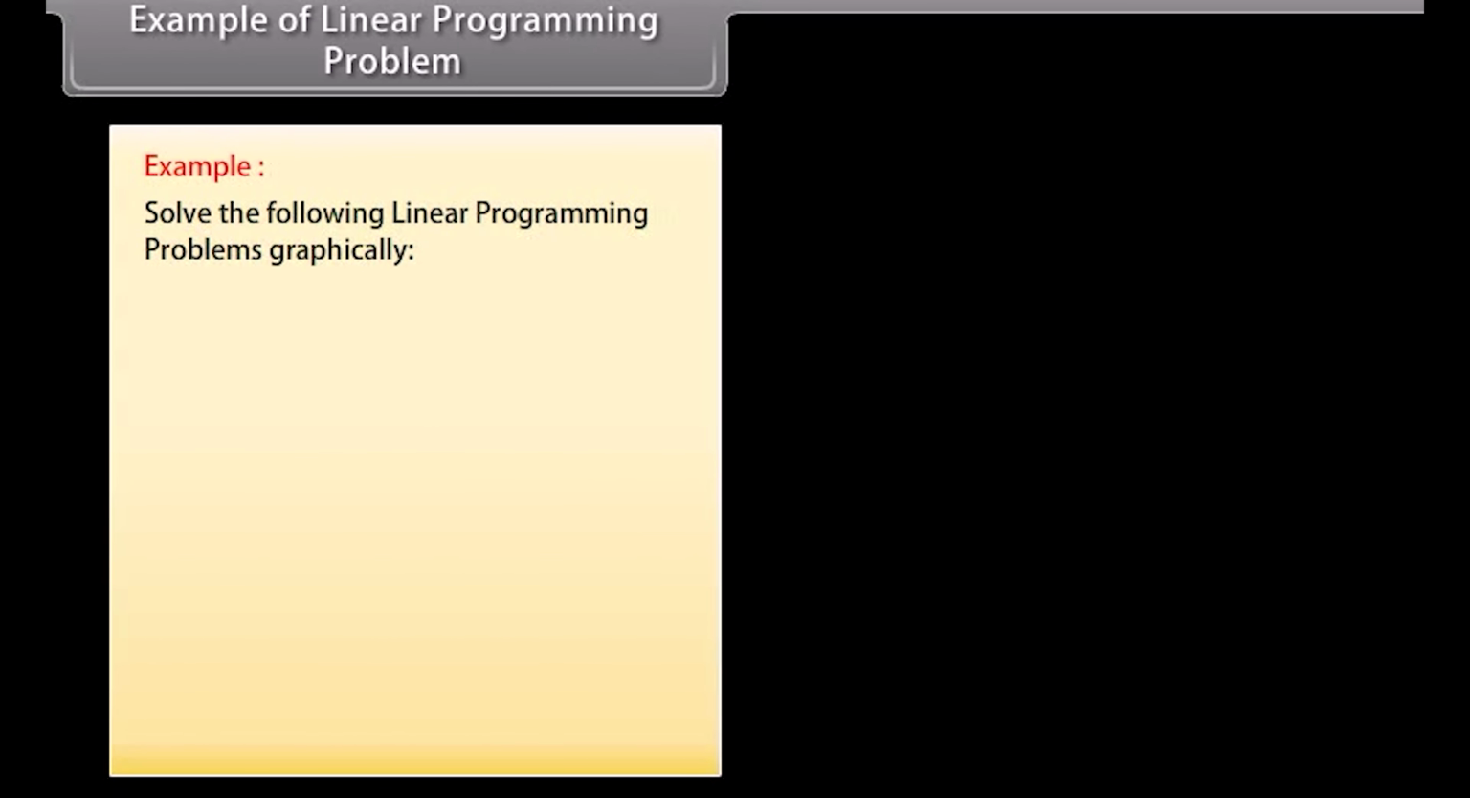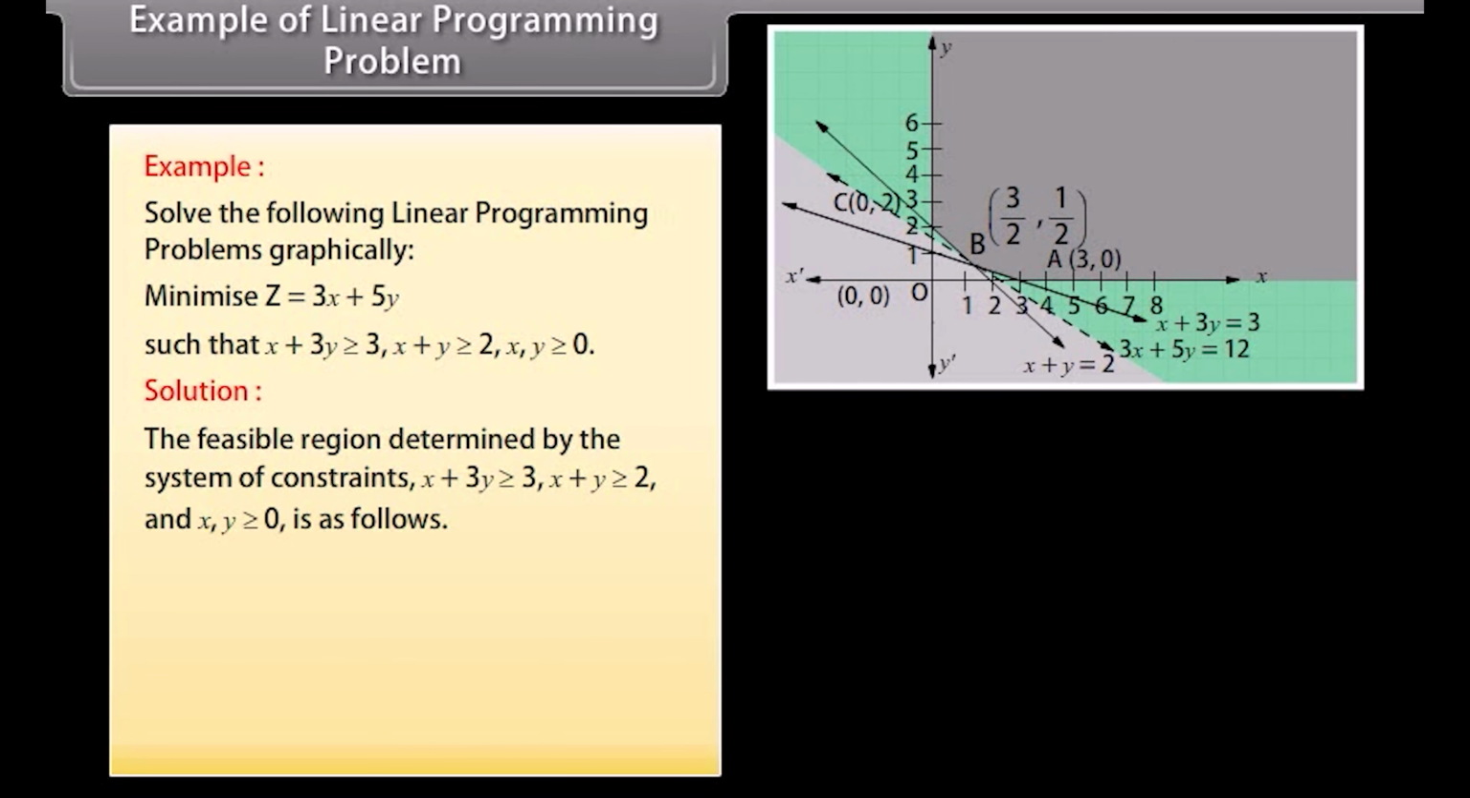Example. Solve the following linear programming problems graphically. Minimize Z = 3x + 5y such that x + 3y ≥ 3, x + y ≥ 2, x, y ≥ 0. Solution. The feasible region determined by the system of constraints x + 3y ≥ 3, x + y ≥ 2, and x, y ≥ 0 is as follows. It can be seen that the feasible region is unbounded.